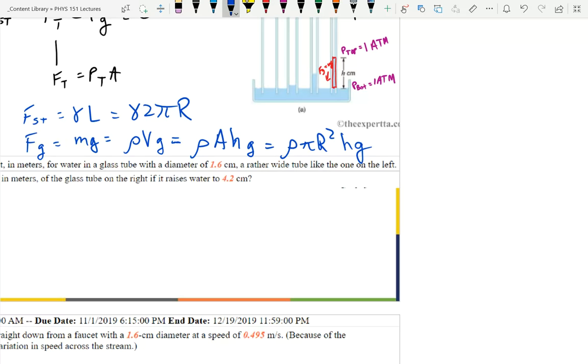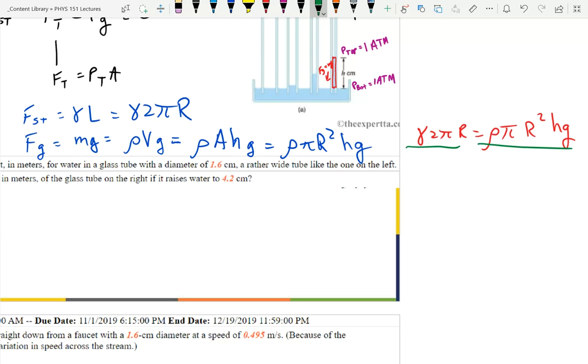So putting force of surface tension equals force of gravity, I have gamma 2 pi r equals rho pi r squared h g. What am I solving for? We've gone so far we forget. We're solving for the height of the water pulled up in the column. And so I want to solve this for height. What mathematical step should I take to solve this for height?